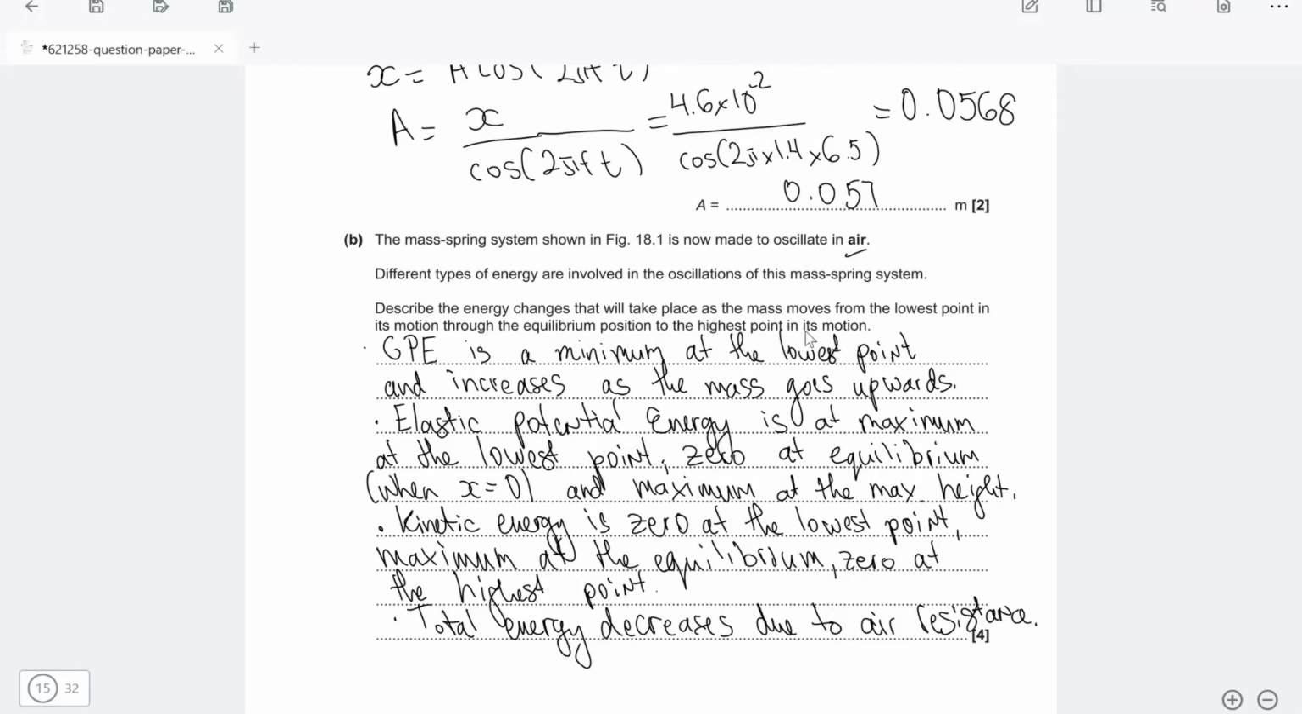For instance, GPE, that's an easy one. It's a minimum at the lowest point, and then it just increases as the mass goes upwards. Elastic potential energy is at a maximum at the lowest point, because then you're fully extended. It is 0 at the equilibrium when x is equal to 0, and it's maximum at the maximum height at full extension. Kinetic energy is going to do the opposite. It's going to be 0 at the lowest point, and it will be 0 at the highest point as well, but would be a maximum at the equilibrium. All in all, the total energy will be decreasing due to air resistance, and the amplitude of the oscillation will be slowly decreasing.